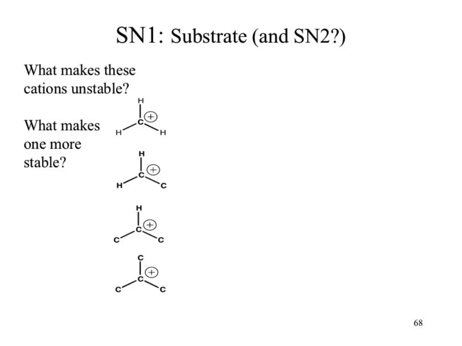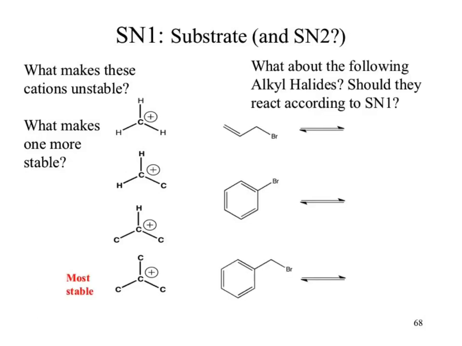Which one's the most stable? Tertiary. Why? More electrons to stabilize it. Okay. How do we apply this out to these alkyl halides? Notice in this case I'm telling you in the second part, react according to SN1. So we could categorize each of these. That first one would be primary. The next one would be? Last one would be?